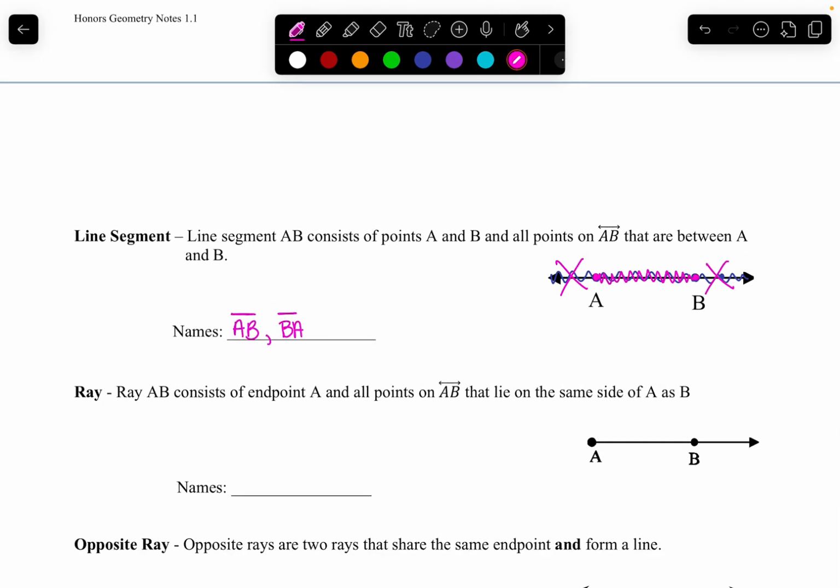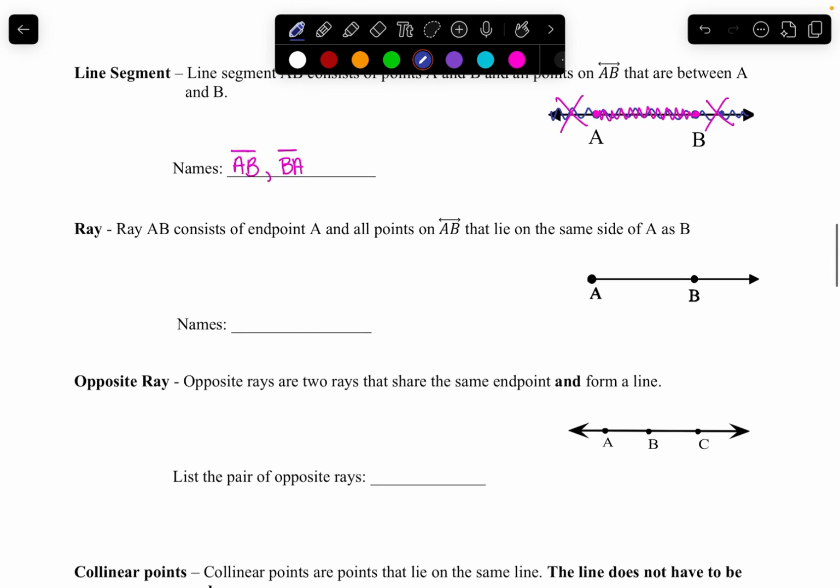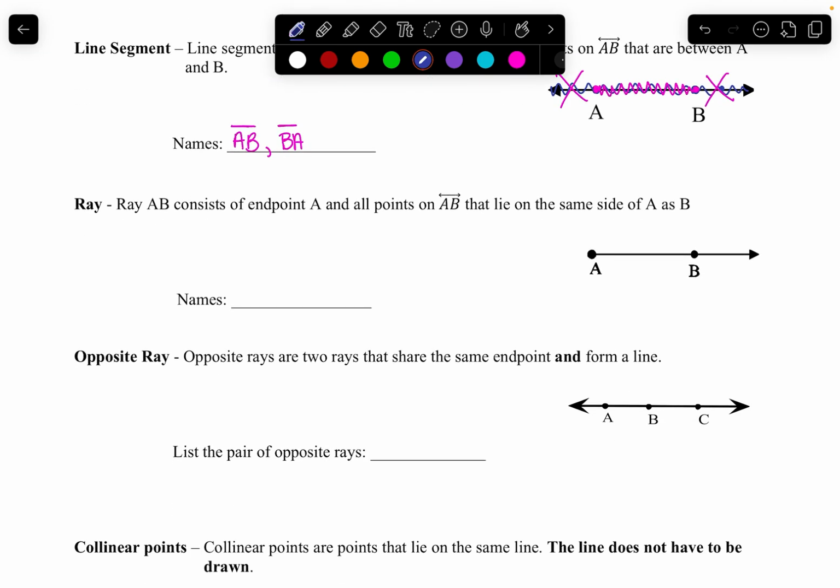So that's how I would name line segment AB. Okay, we're going to move on to rays. Ray AB consists of an endpoint A. So if you look at the picture down there, notice that I have an endpoint A, and all points on line AB that lie on the same side of A as B.